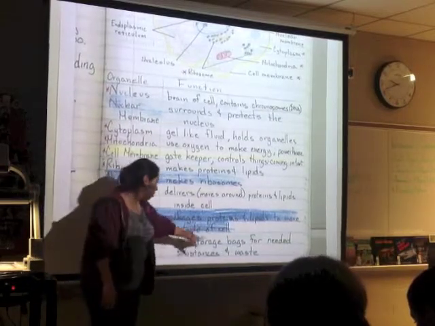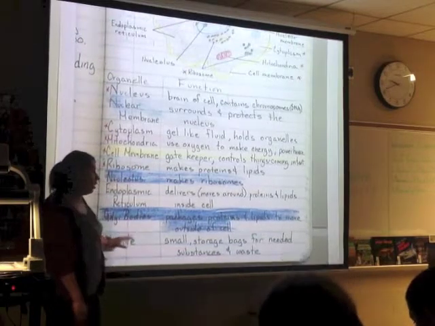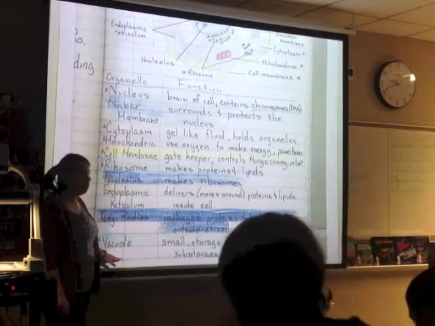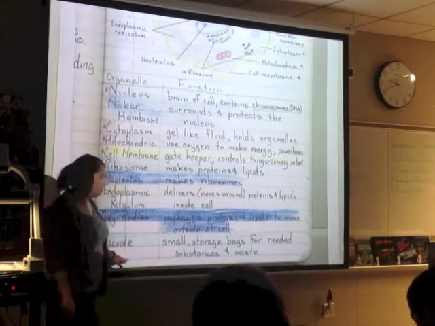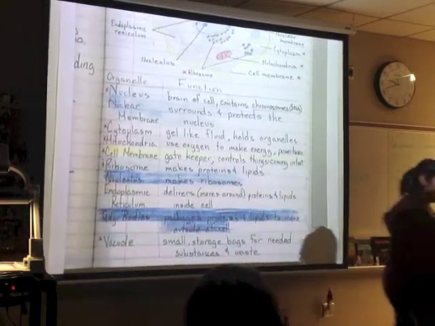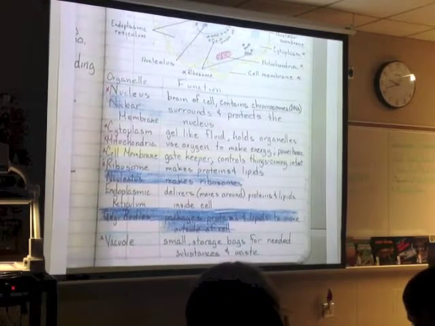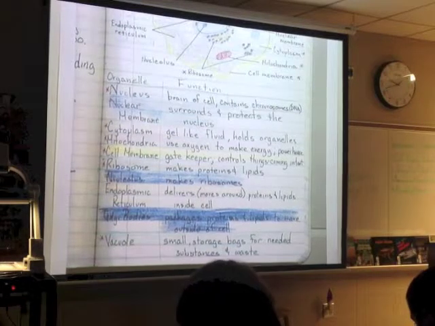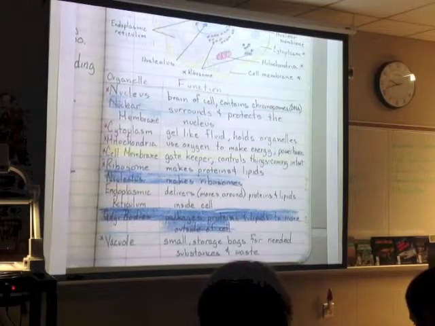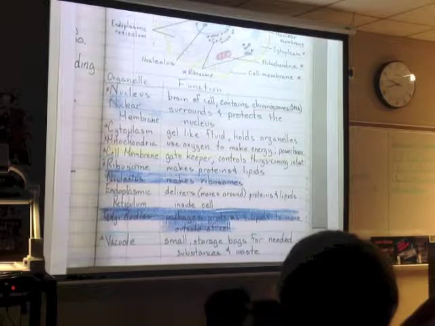Vacuole, it's small storage, it's basically a storage bag for needed substances and waste. So here, the keyword for vacuole would be what? Storage. So in plants, the vacuole was for water and provides pressure. In animals, you have vacuoles, but they're used for storage. So they store stuff, mostly waste, until the cell is able to get rid of it.